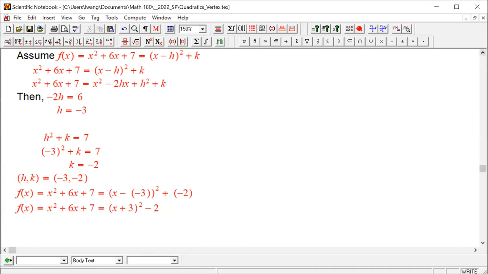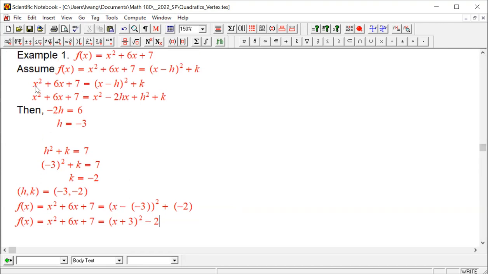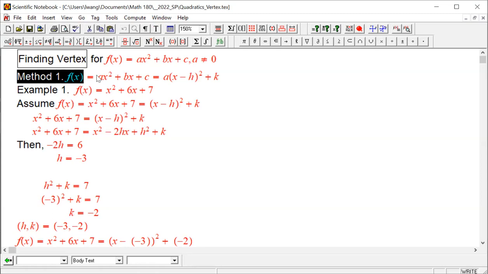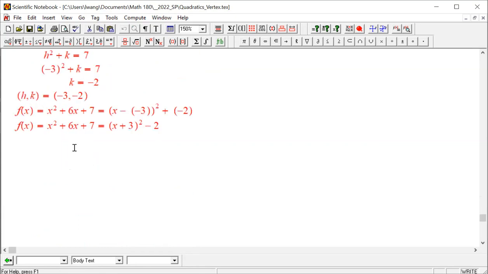If we look back at the first method, we just assume such a form exists, which it always does. And we just expand the right-hand side and compare the coefficients: 6 equals negative 2h, and the constant piece equals the constant piece. That's how we get h and k. The second method is the completing the square method. We did a lot of this in the previous lesson, but here we just want to review it. So, method two.